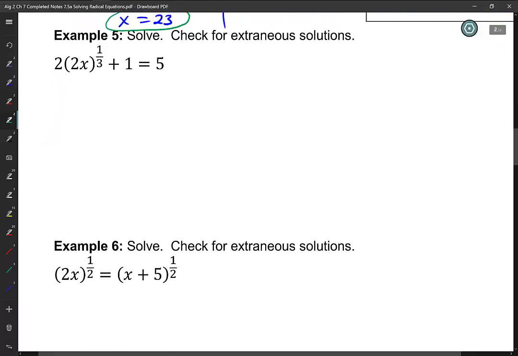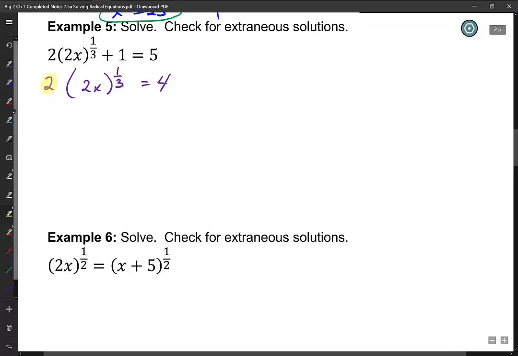Let's look at example 5. A little bit different. We have a multiple thing going on here, so we're going to subtract 1. So we leave that 2 out front, and we get a 4. To get rid of the out front 2 here, just to be clear which 2 we're talking about, it's the one I've highlighted in yellow. We're going to divide both sides by 2. Nothing happens inside the square root, but we merely get that.